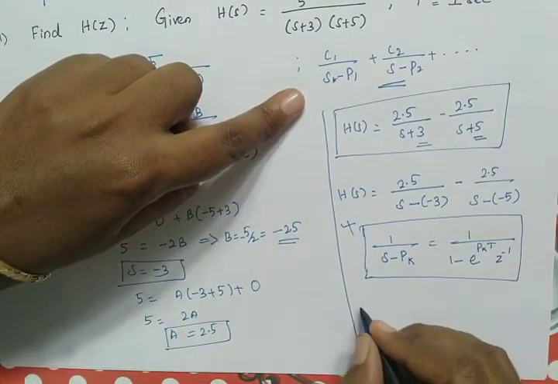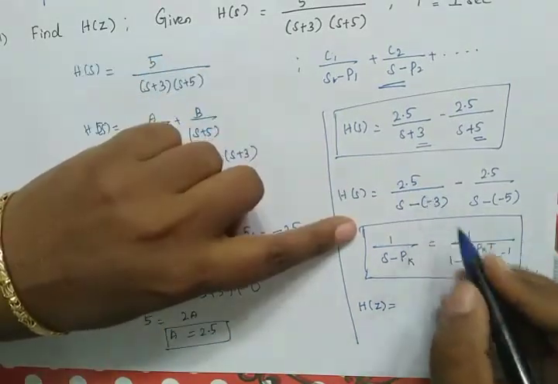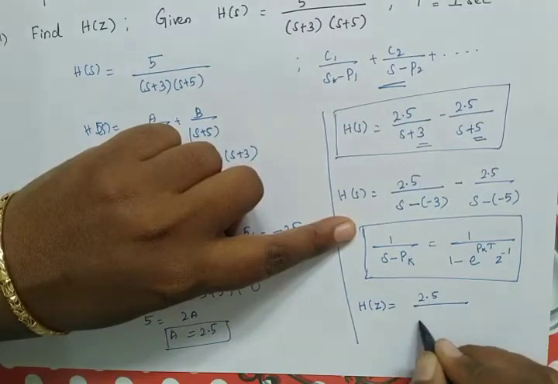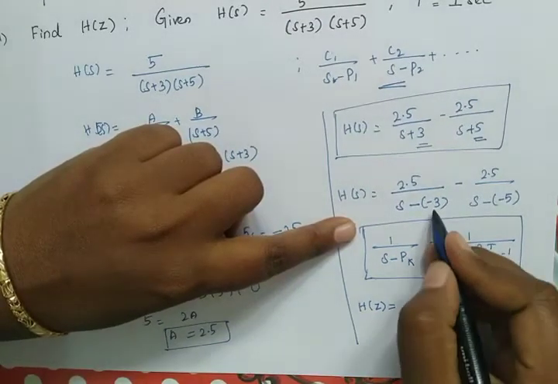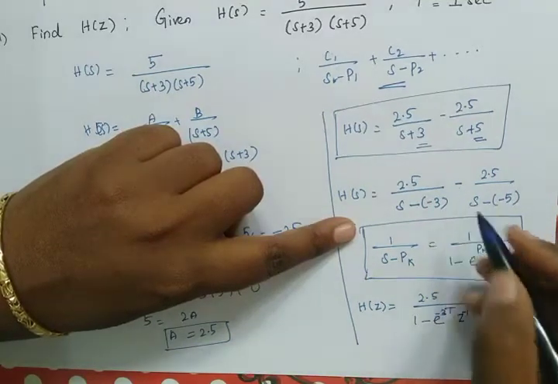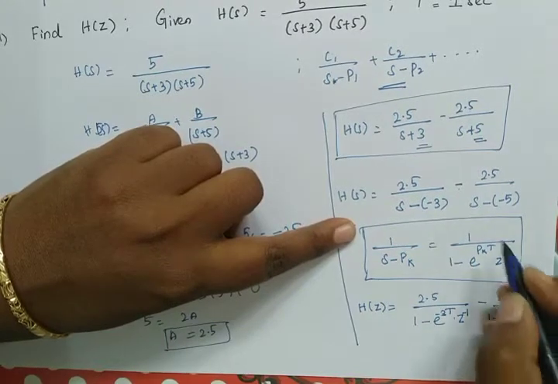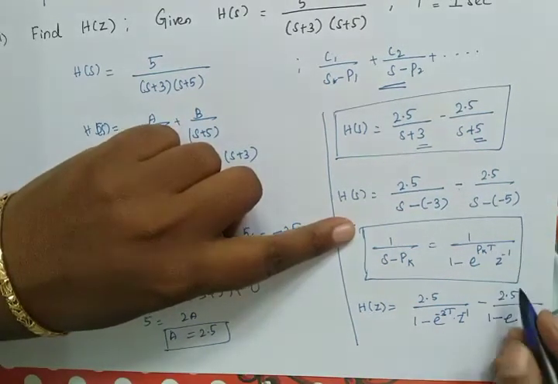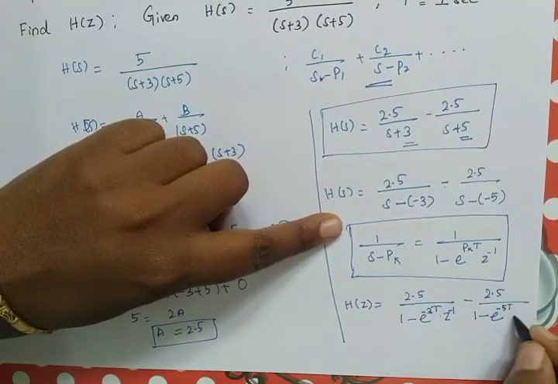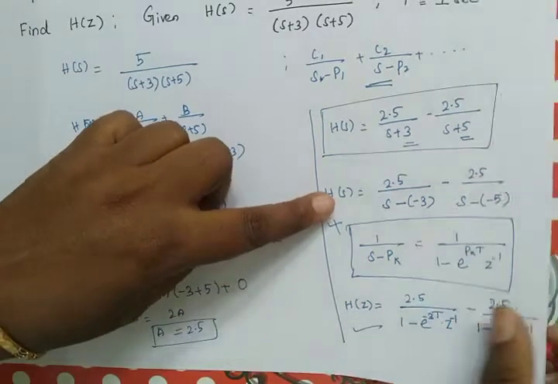So what is H of z? H of z will be equal to, so what is present here? We are going to substitute in this. So 2.5 divided by 1 minus e power minus 3T into z inverse. Here we have minus 2.5 divided by 1 minus e power, what is present here, minus 5T into z inverse. So this is how our H of z looks.